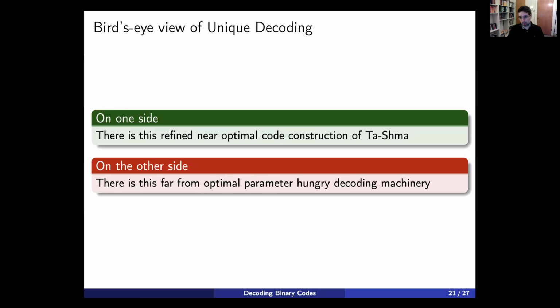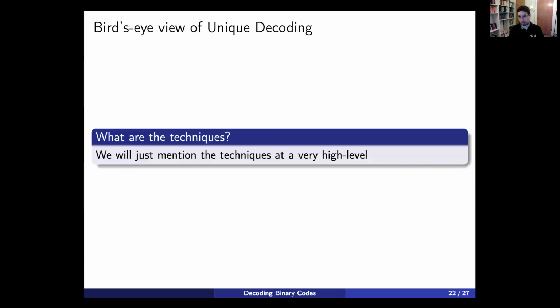And what do we have at this point? We have a Ta-Shma construction that's very refined, near optimal, and you have this decoding machinery which is very parameter hungry. So something needs to happen for the decoding of Ta-Shma to occur with near optimal parameters. And I will only be able to discuss those ideas at a very high level.